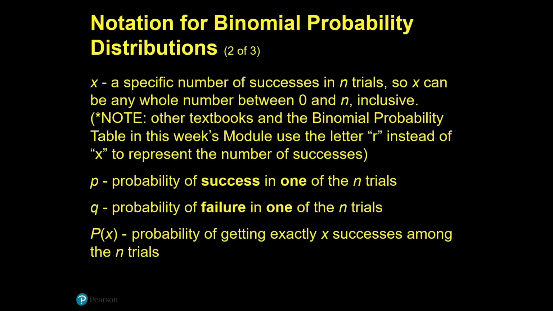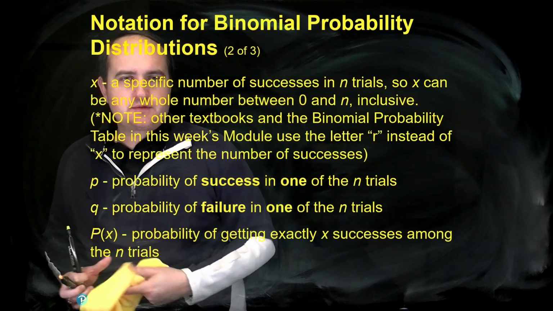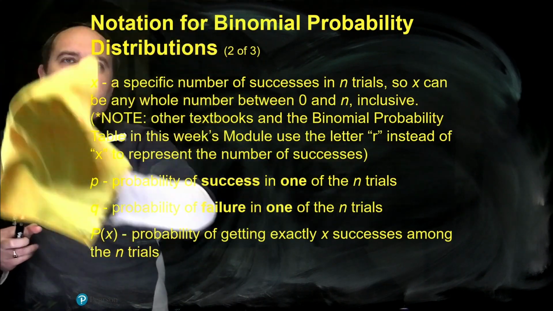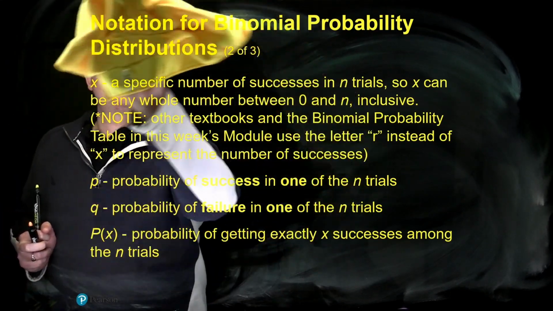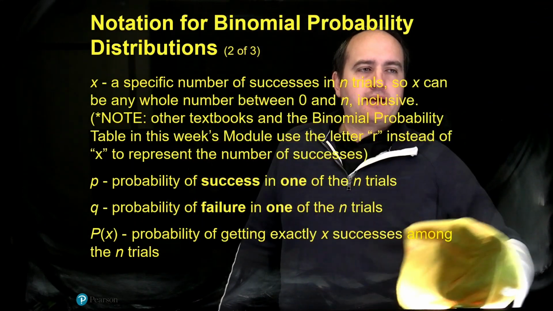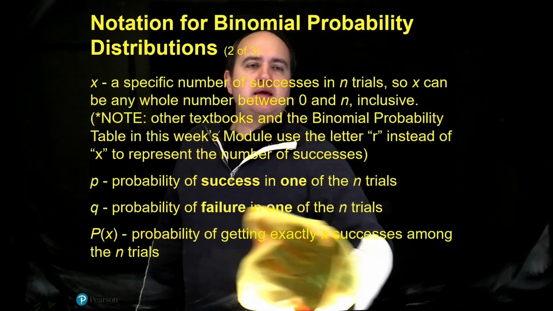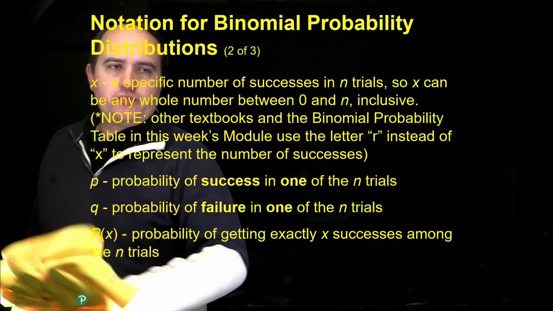So one thing we haven't talked about yet, we've talked about P, which is the probability of success. We've talked about Q, which is the probability of a failure on a single trial. We talked about N, which is the total number of trials. Well, the next thing that we haven't talked about is X. So X is a specific number of successes in our total number of N trials. So x can be any whole number between 0 and n inclusive.